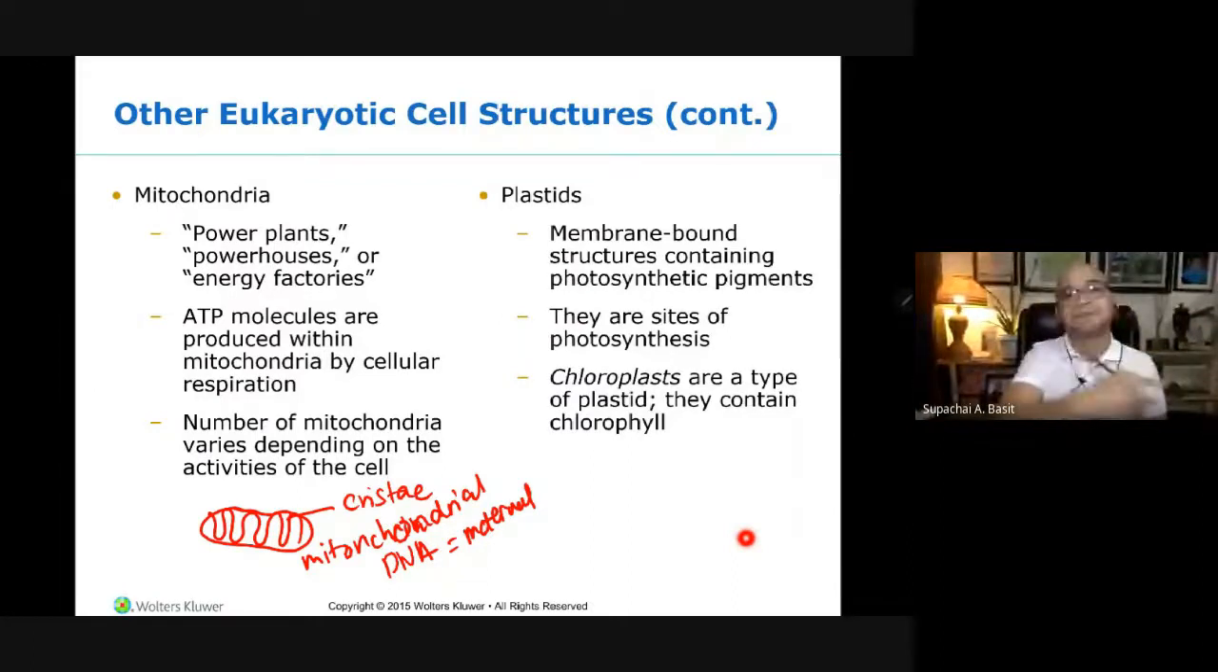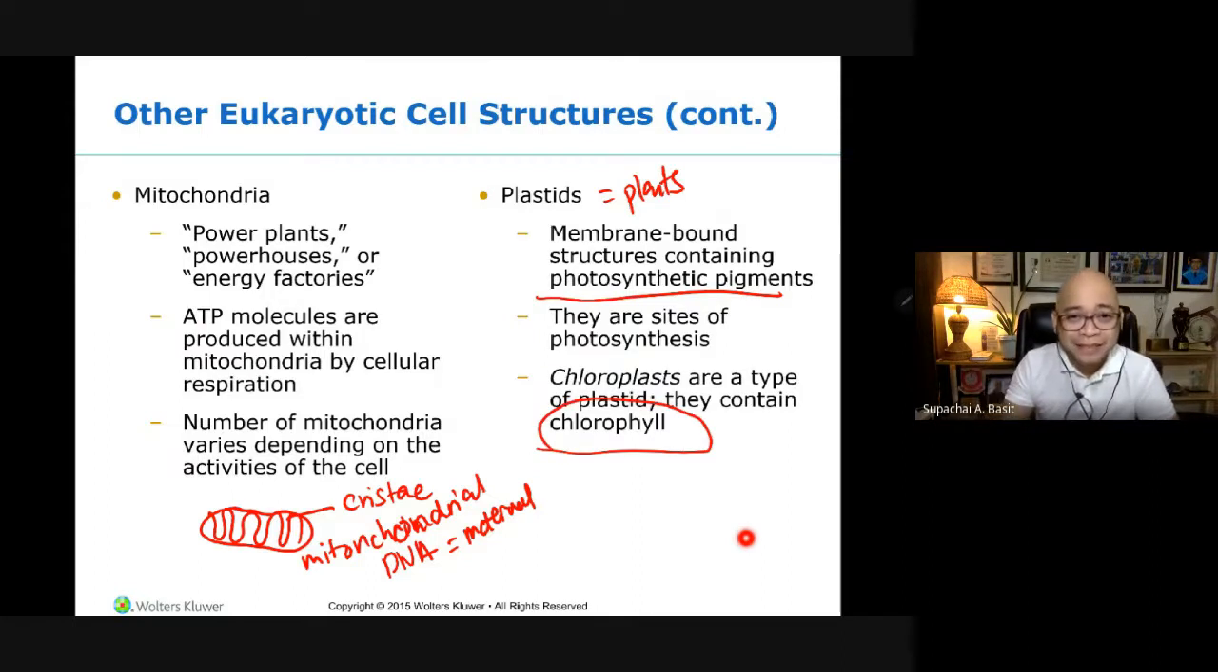Plastids are membrane-bound structures containing photosynthetic pigments. So these are found in plants. They are the sites of photosynthesis. Chloroplasts are types of plastids, and it's the one that contains chlorophyll, a pigment that is necessary for photosynthesis.